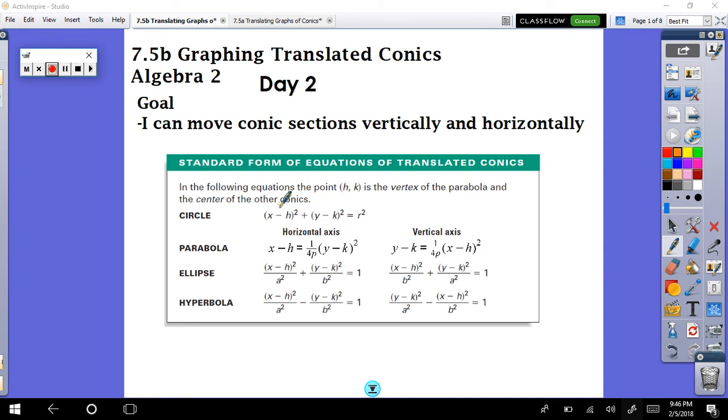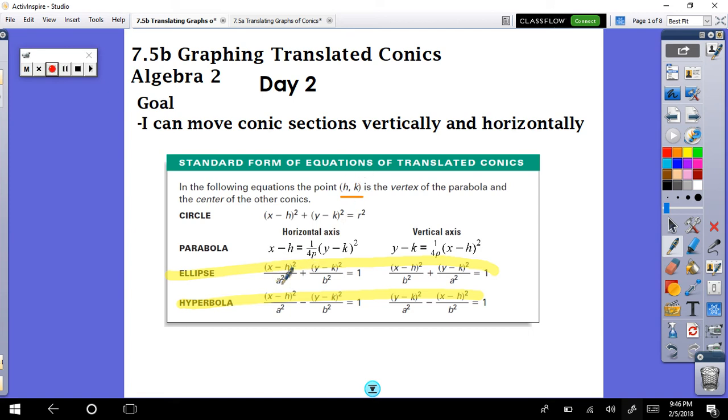All right, this is Translating Conics Day 2. Today we're focusing on translating ellipses and hyperbolas. So these are the two general formulas you'll need to focus on. These should look familiar, except that they now have a different center. So they have different centers at (h, k).